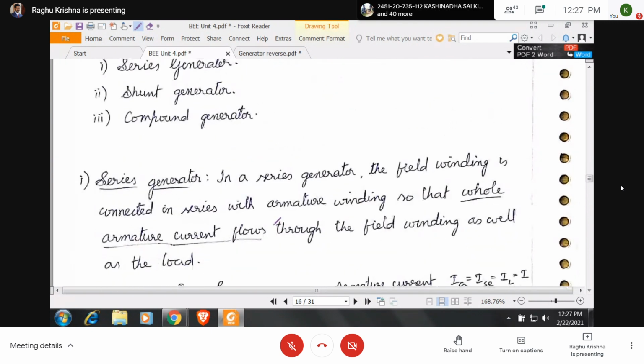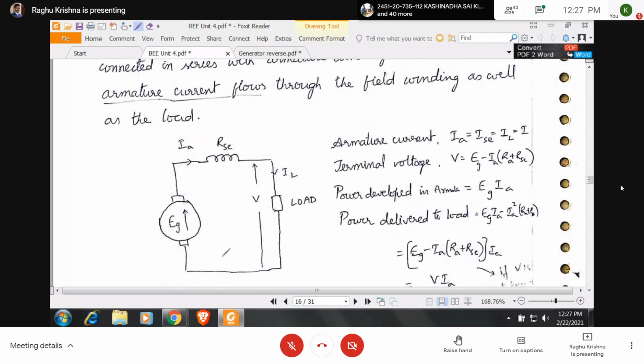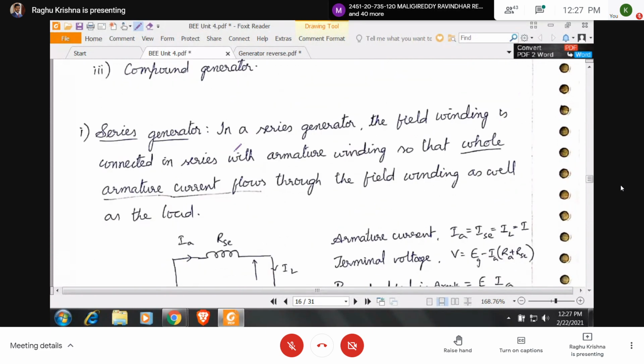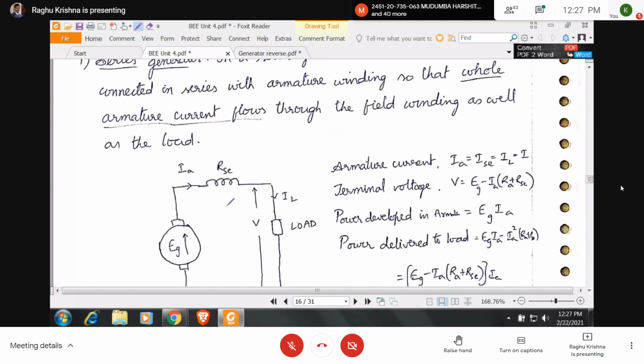First, coming to the series generator, why is it called a series generator? See here, this is the field winding. The field winding is connected in series with the armature. That's why it is called a series generator. RSC is the series field winding resistance. In a series generator, the field winding is connected in series with the armature winding, so that the whole armature current flows through the field winding as well as the load. So the current flowing through the armature and the current flowing through the series field will be the same.